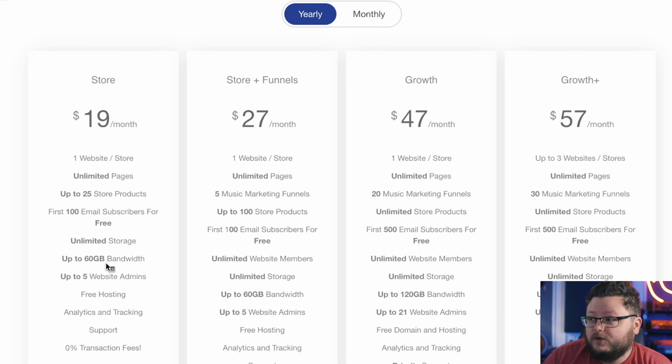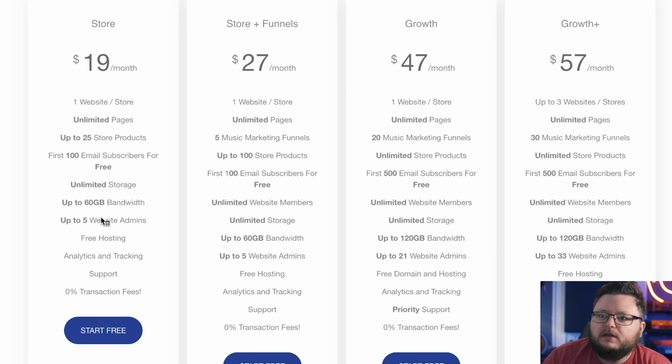But 60 gigabytes of bandwidth is a lot. You're probably not going to be selling 1 gigabyte files. A song is what, like 30 megabytes? Even if you sold 1,000 of those, you're only at 30 gigabytes. So most of you are probably good with all the bandwidth across all of these plans.